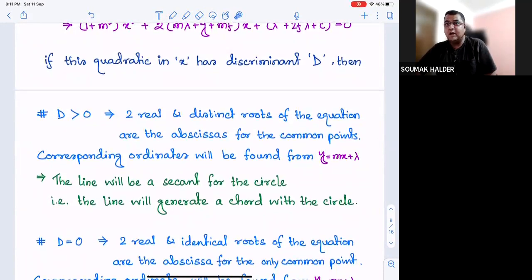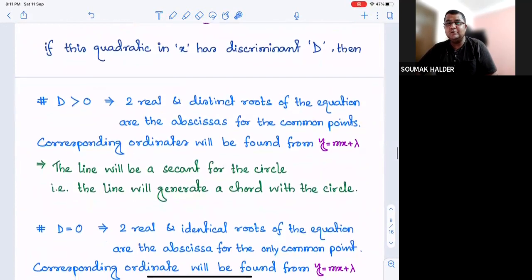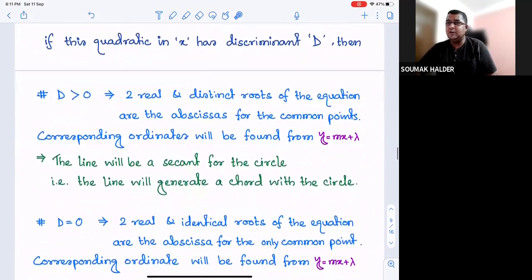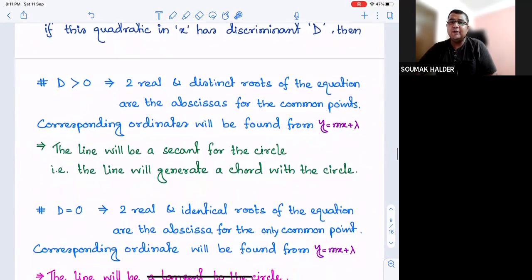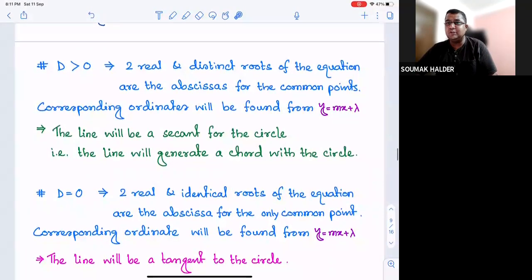these identical roots will be abscissa for the only common point. Corresponding ordinate can again be found from the 1 degree relation, that ordinate will be m times abscissa plus lambda. Whereas this time we can identify the line as a tangent to the circle.